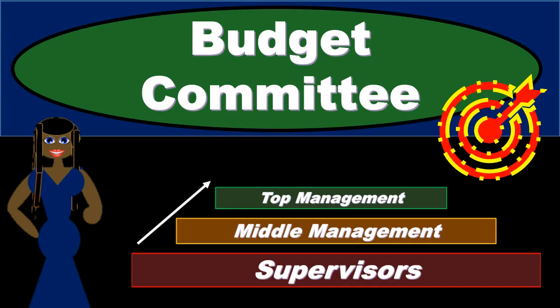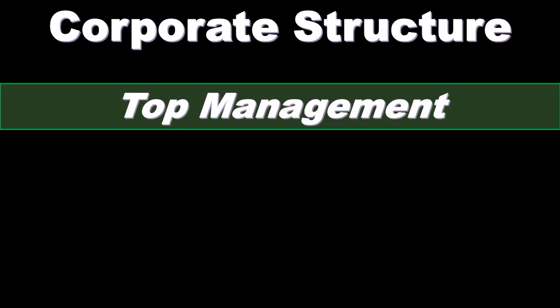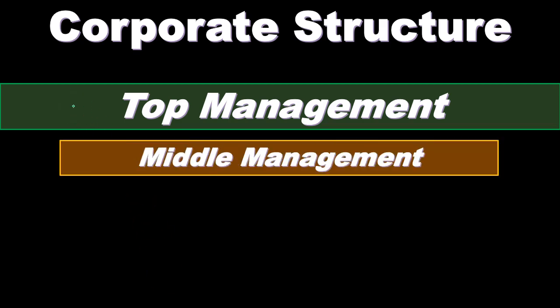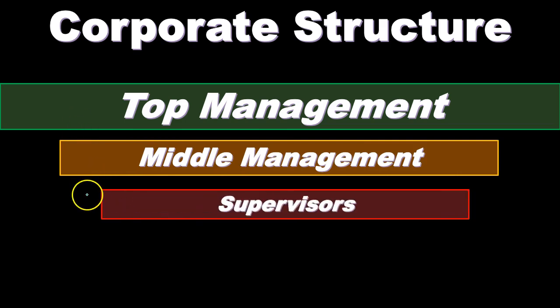In this presentation, we will take a look at the budget committee as we go through the budgeting process. When we consider the corporate structure, we typically consider it as a top-down type of structure. We have the top management, we have the middle management, then we have the supervisor.